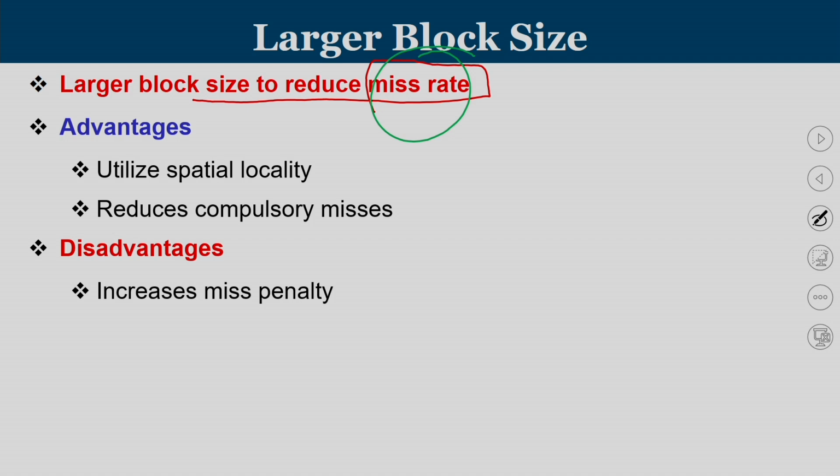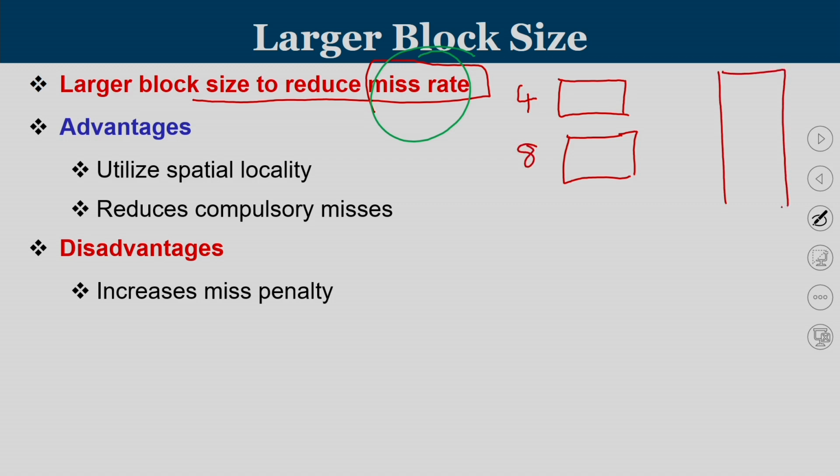The first one is that this increases miss penalty. So, how is this point addressed? Consider an example where you have a block, and assume this block can accommodate 4 words. And the second design is a block where you have 8 words. Now, in both these cases, you have a main memory. To the main memory, we are going to connect using a bus.